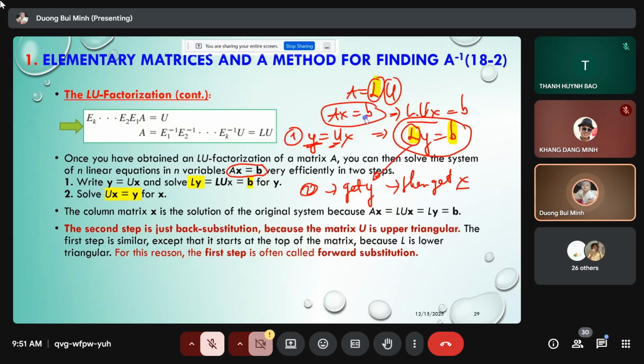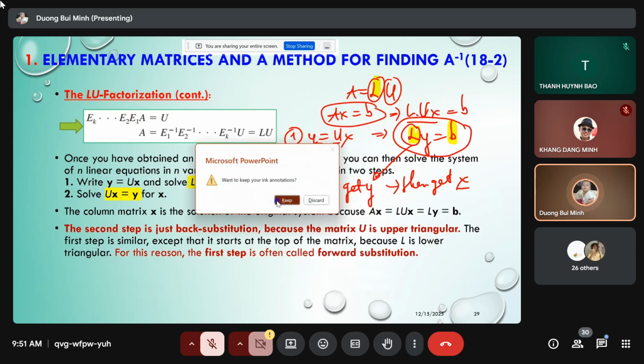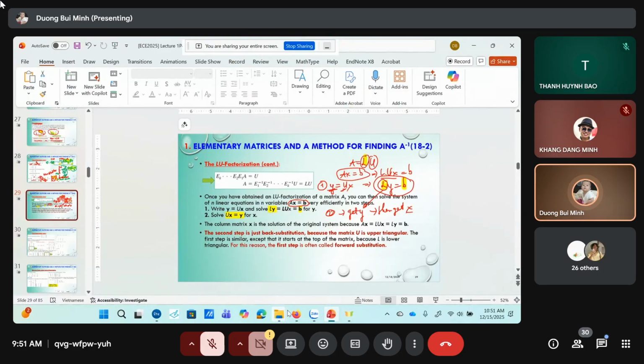Okay. Any questions so far? Guys, are there any questions from the class? Okay, so if we have no questions, we do some examples.